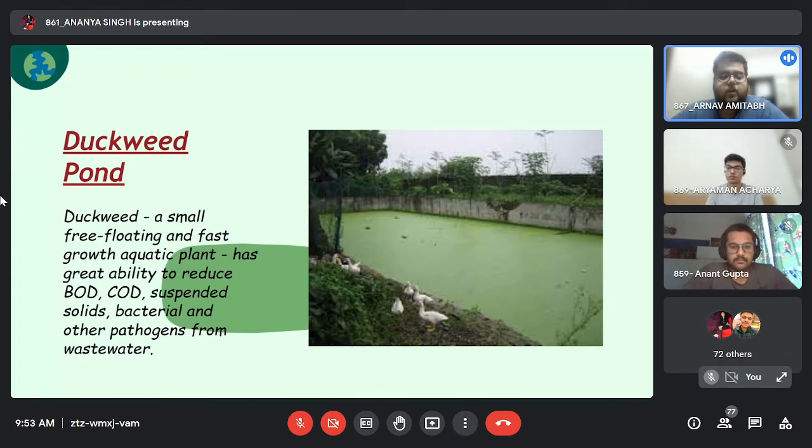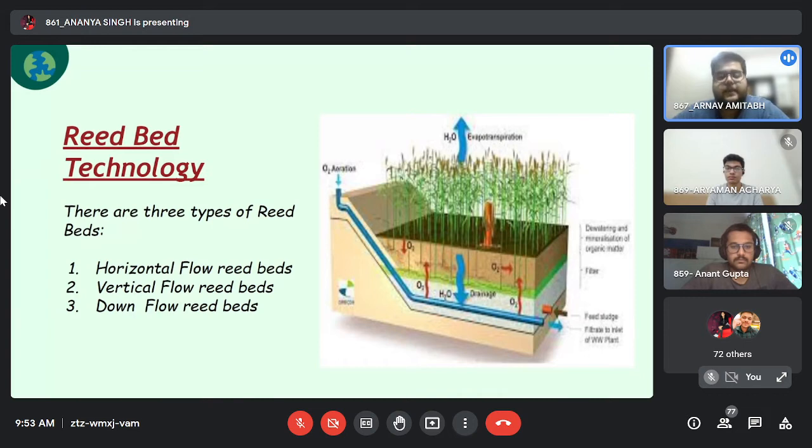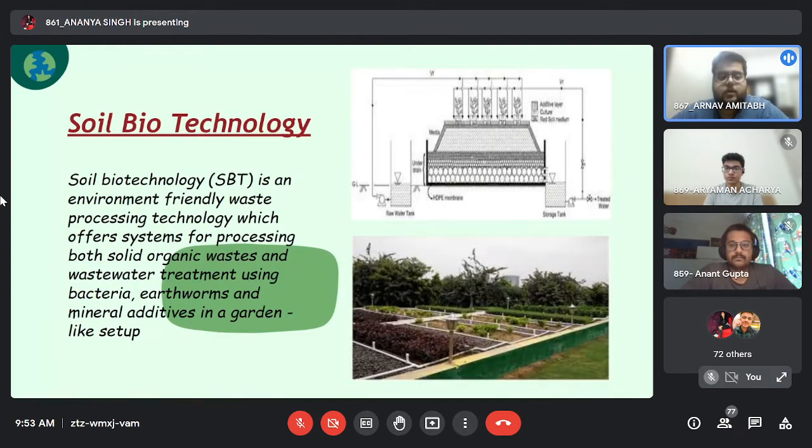Third, reed bed technology. There are 3 types of reed beds. First, horizontal flow. Second, vertical. And third, downflow. There are numerous benefits derived from using reed beds for water treatment. They protect the environment, provide a sustainable alternative, have no moving parts, are low maintenance, require low or no power, and have low lifetime cost. Fourth, soil biotechnology.